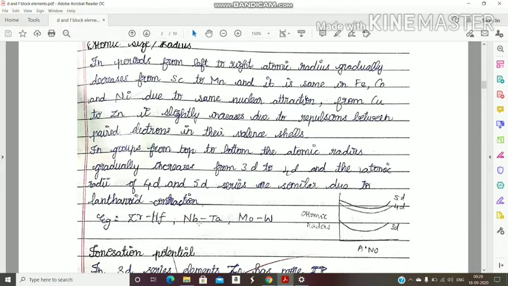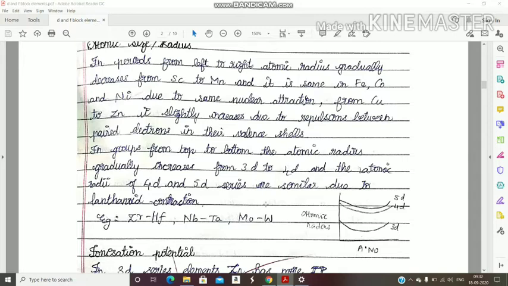lanthanoid contraction. In case of this pair also, niobium belongs to 4D series, but tantalum belongs to 5D series. Actually, tantalum should have more size, but both are having same atomic size due to lanthanoid contraction. In case of this one also, molybdenum belongs to 4D series. Tungsten, W means tungsten, that belongs to 5D series. So what is the point here? The atomic radii of 4D and 5D is similar due to lanthanoid contraction.